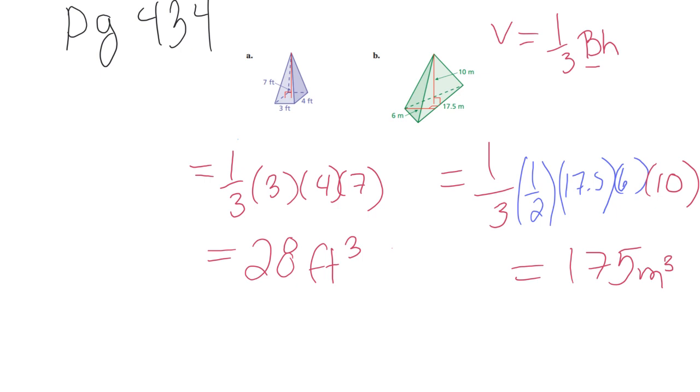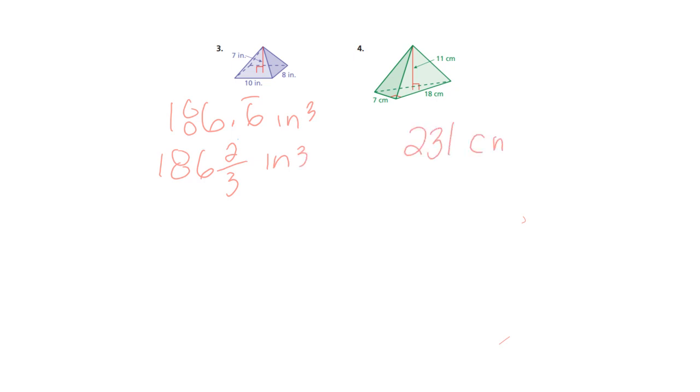And so I'm going to let you try 2 of these, and then we're done. Okay, so go ahead and try these ones, and then pause and come back and check your answer. So the answers you should have gotten for 3, 186.6 repeating. You could have also written that as 186 2/3 if you just like the fraction better. Our unit would have been inches cubed. And then for this one over here, we would have 231 centimeters cubed.